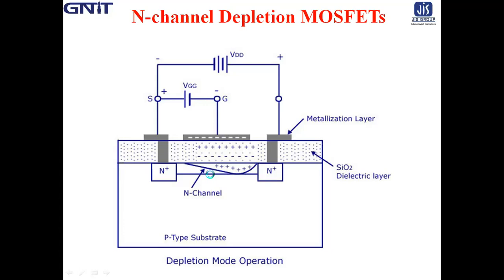A depletion type MOSFET can exhibit enhancement mode if VGS is made positive, so that the negative charges are induced in the channel through the SiO2 layer of the gate capacitor. The drain current increases with the increase of positive gate voltage, and the drain characteristics shift upward. These characteristics are similar to the drain characteristics of the N-channel enhancement type MOSFET.